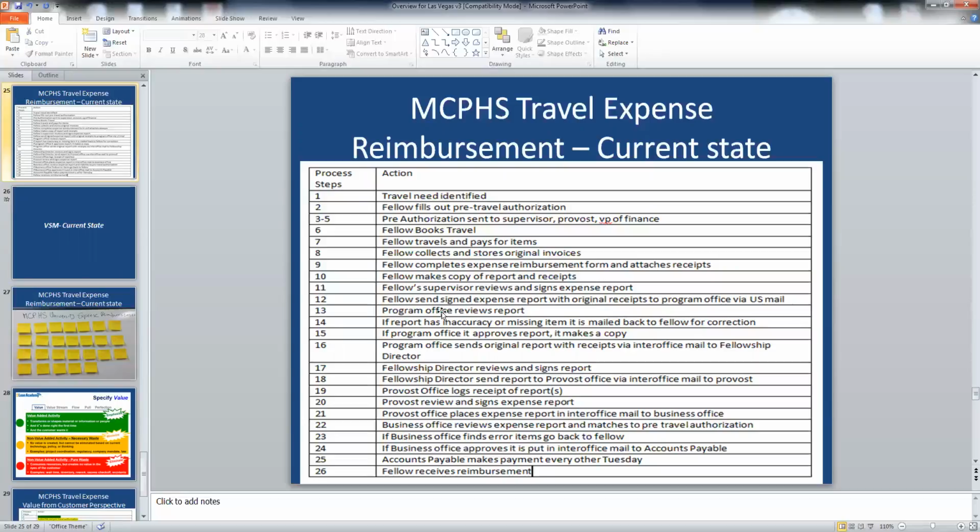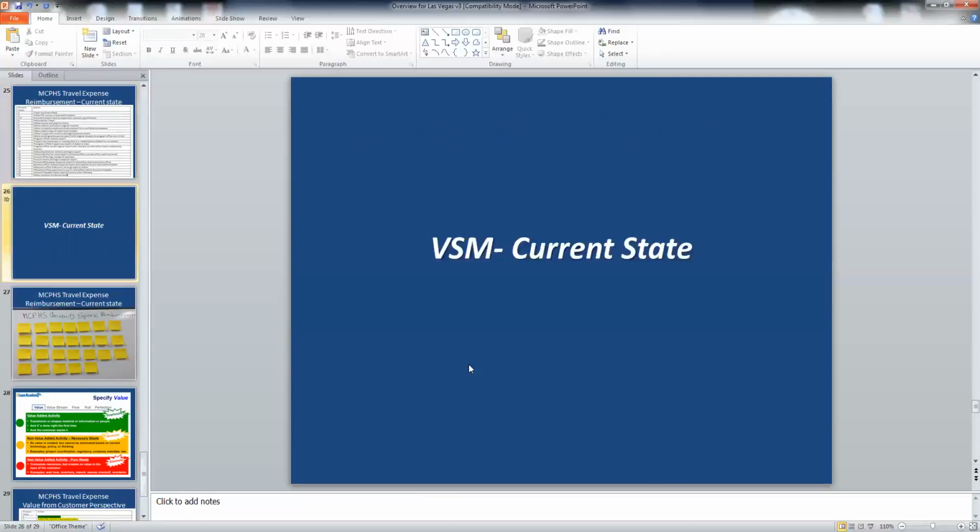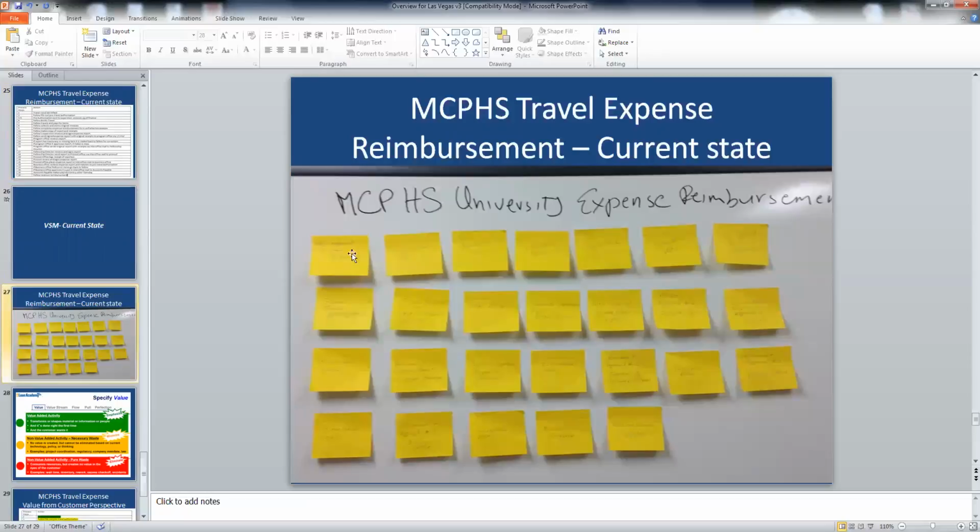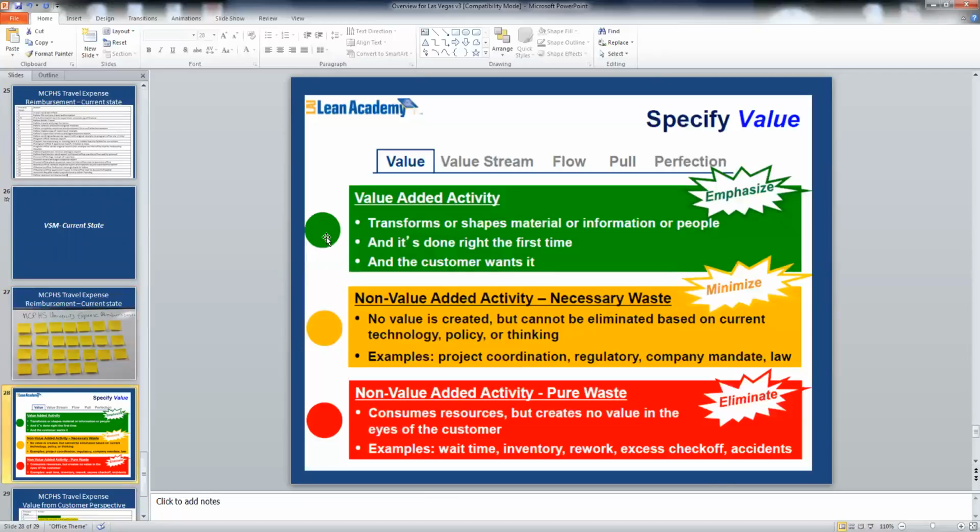So what I've done here, and again, we'll do this in class. I'll actually walk you through step by step how I created this value stream map. But tonight I'm just going to introduce the concept. But I've laid out every step in the reimbursement process, and so I've identified 26 unique steps. And what I've done is I've created yellow stickies for each step in the process.